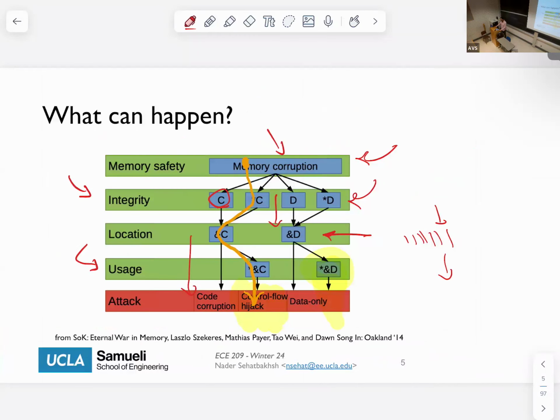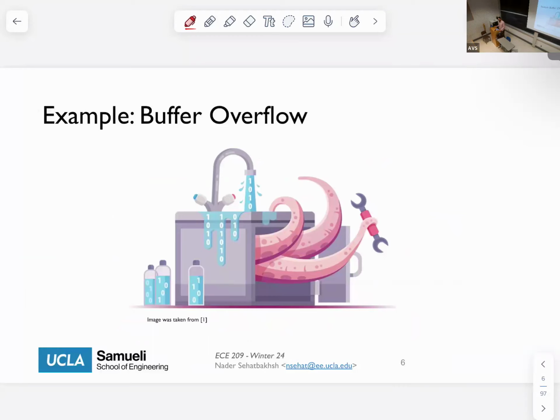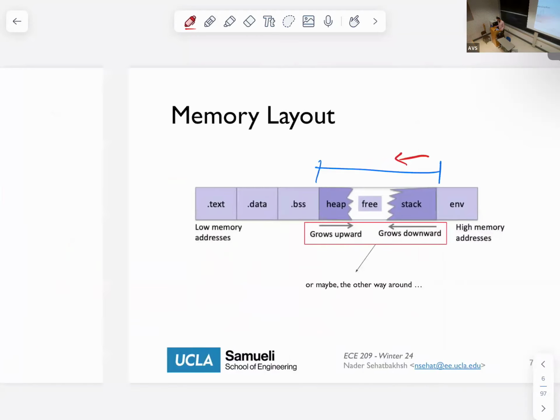Generally there's a timeline when we are attacking a system, in which the attacker corrupts the memory. This corruption could be the code or data, it could be the location, or it could be the pointer itself. Then the attacker could optionally use the corrupted value. If the attacker actually uses the corrupted value, they can do much more sophisticated attacks, including the control flow hijacking attacks that we started talking about. An example of that was buffer overflow.